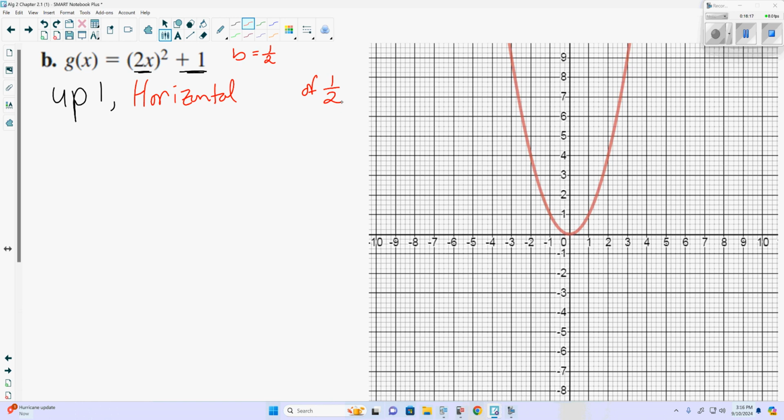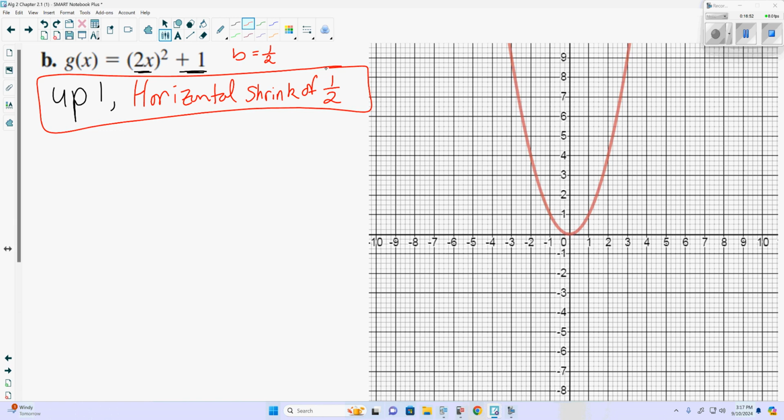Whenever we talk about horizontal stretch and shrink, before we even determine which one it is, we have to take that value that's given to us and flip it. So here, the value b is 1/2. Is that greater than 1 or between 0 and 1? Between 0 and 1. So this is a horizontal shrink. The transformation for this one would be up 1 and a horizontal shrink of 1/2.